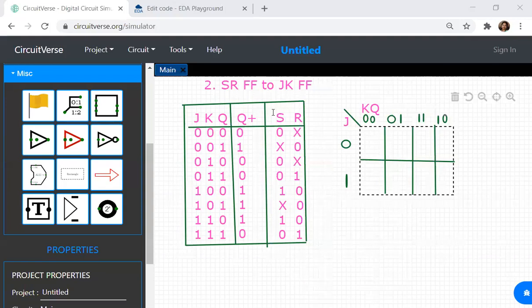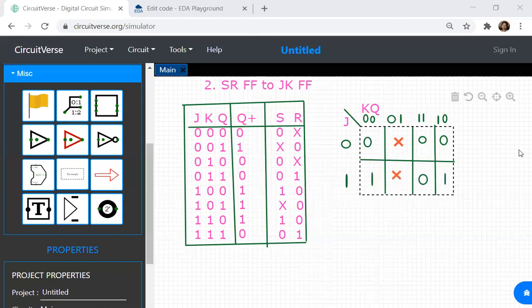I'm solving this K-map only for S. R is given as assignment. I'll write the expression directly. Now when I solve for the K-map, let me write the values. When it is 0, 0, 0, S will be 0. 0, 0, 1, S is an X. Again, 0, 1, 0 is a 0. 0, 1, 1 is a 0. Here I'll have a value of 1, here 0, here 1, and this will be an X.